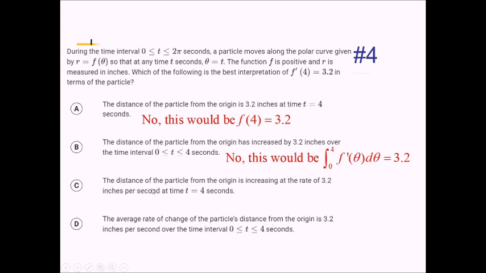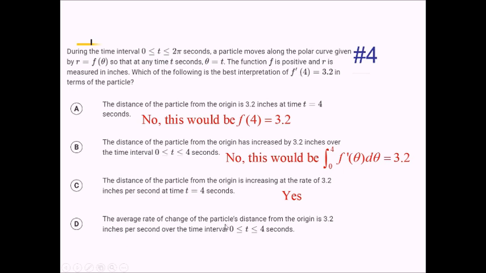Choice C, distance of the particle from the origin is increasing at a rate of 3.2 inches per second at time 4 seconds. This is what we wanted, the rate of change at a certain time of the distance of the particle from the origin. So this is a big yes. We're going to pick this one in a minute. But let me just look at choice D for the sake of argument. Average rate of change of the particle's distance from the origin is 3.2 inches per second. This one's a little tricky because it's a rate of change, but this is the average rate of change. That's not what f prime gives you. f prime gives you the instantaneous rate of change.